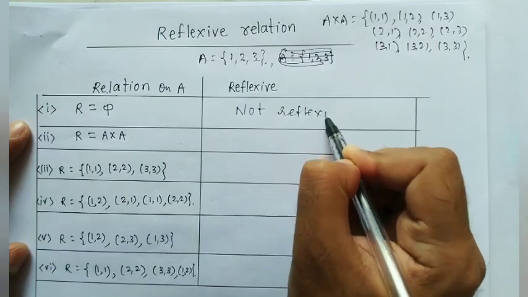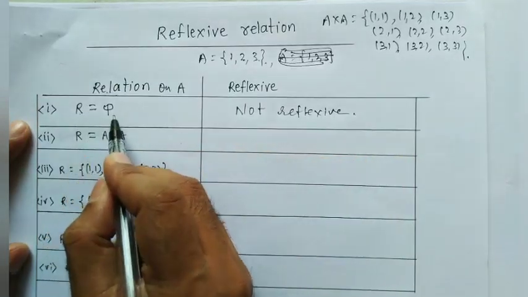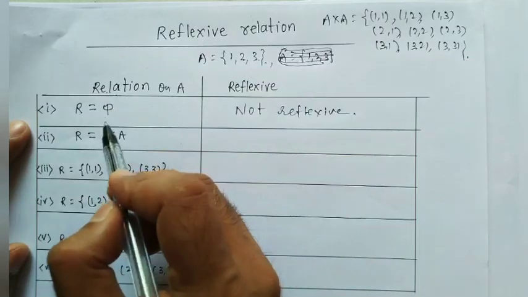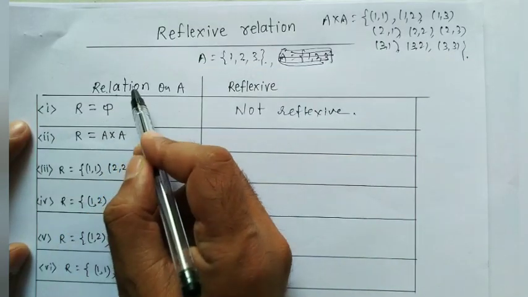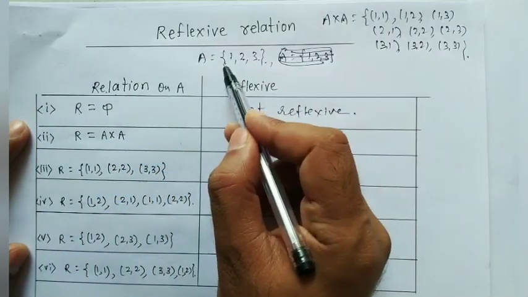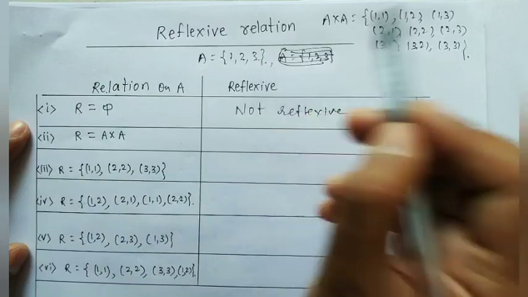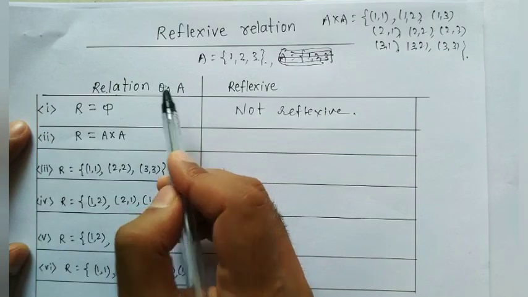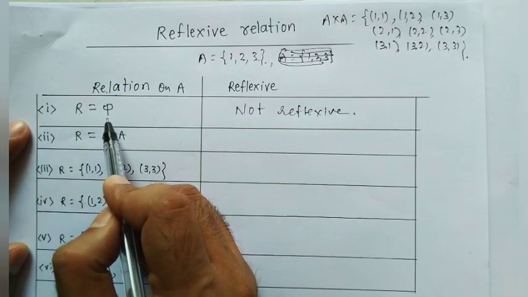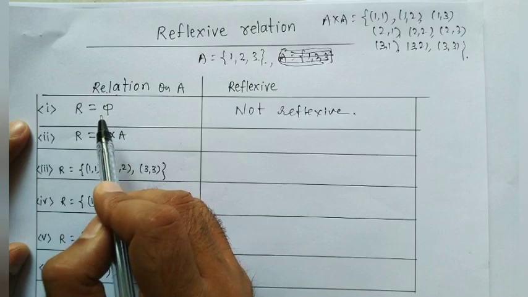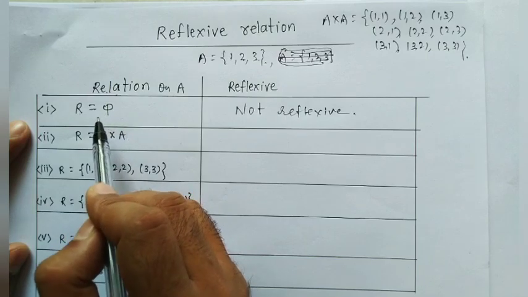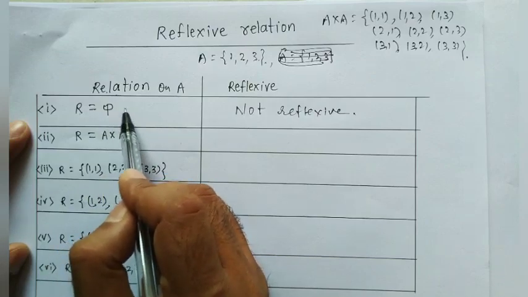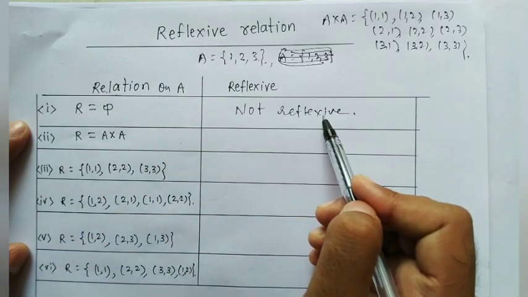Idea is clear? This is very important question. Empty set is reflexive or not? Empty set is not reflexive because this time we are forming relation on set A, and in set A we have entries as 1 comma 2 comma 3. So if relation on set A is reflexive, there should be 1 comma 1, 2 comma 2 and 3 comma 3 as an entry of a relation. But r equals to empty set, we are not having 1 1, 2 2, 3 3 here, so this is not reflexive. Is it clear?